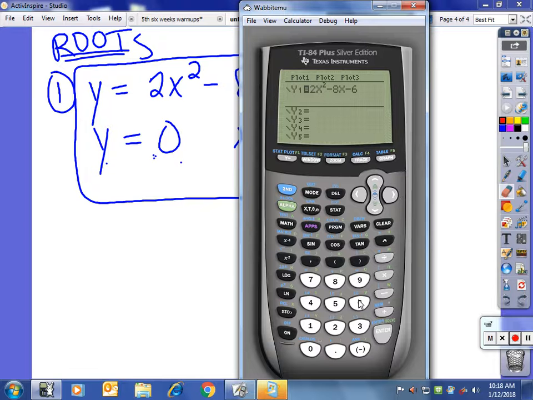The first thing I would do, enter it. Make sure you enter correctly. Make sure you use subtraction symbols in between your terms. Let's just glance at the picture of it real quick. Hit graph and look at the picture. Does it look like it has roots? Yes, it looks like it has 2 of them.